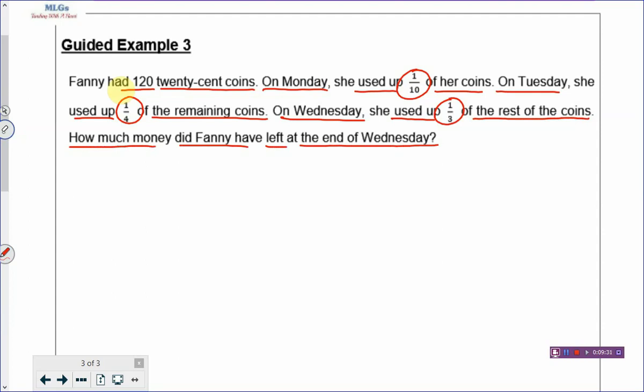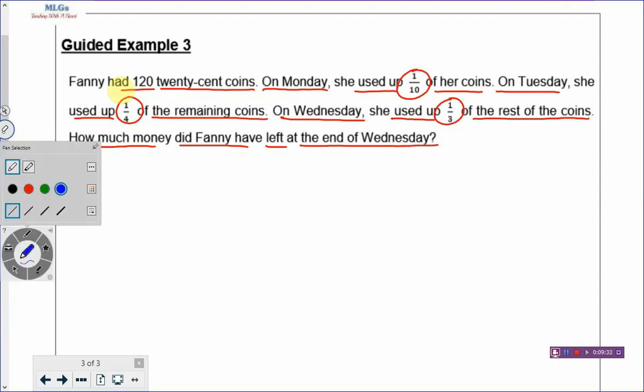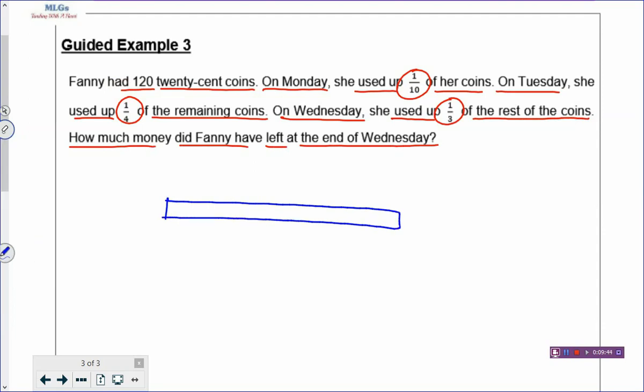Okay, again you ask Mr. Ong, what's the first step? I can't tell you, because I don't know the first step. But let's draw the model and then see what we can do after the drawing. Now, Fanny had 120 20-cent coins. So let's draw a rectangle to represent her coins.